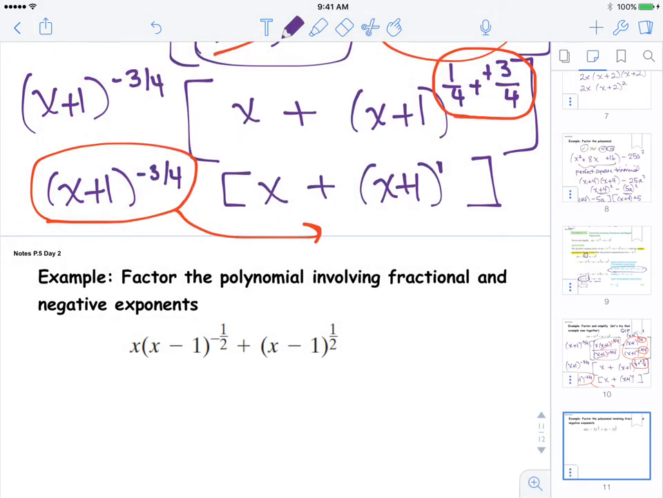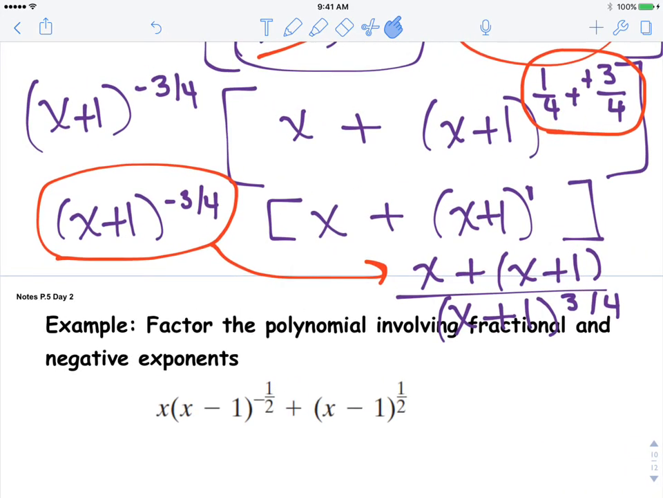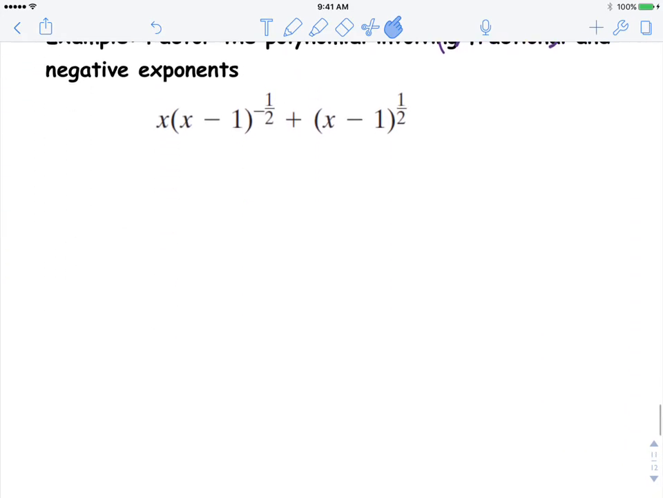So this is going to be x plus the quantity x plus 1, all over, and now we're going to take that red circle and throw it down below. And now it makes it a positive 3/4. Go ahead and hide that. Bring it down. Let's do one more.